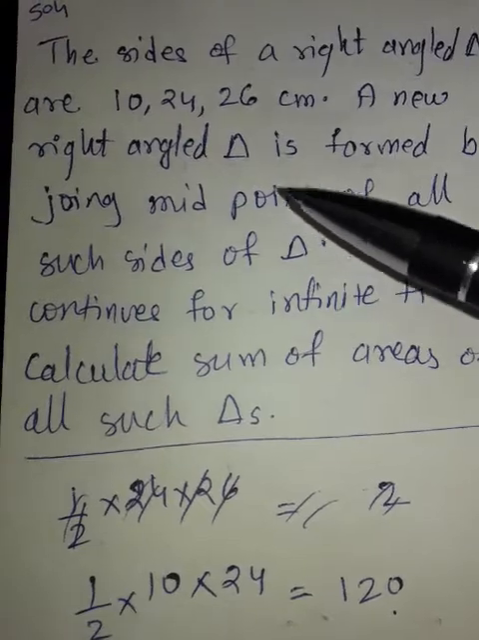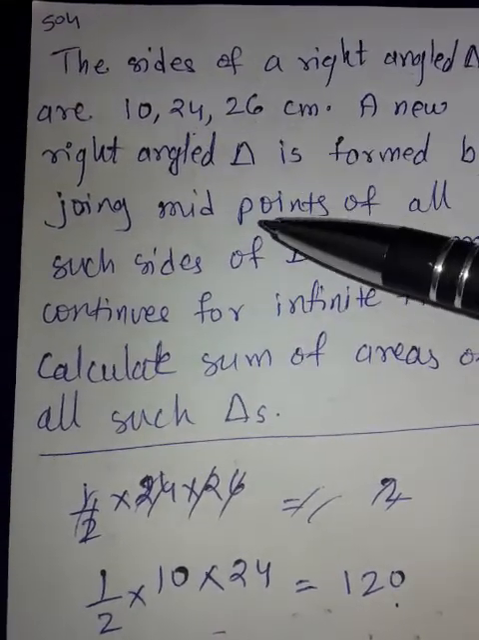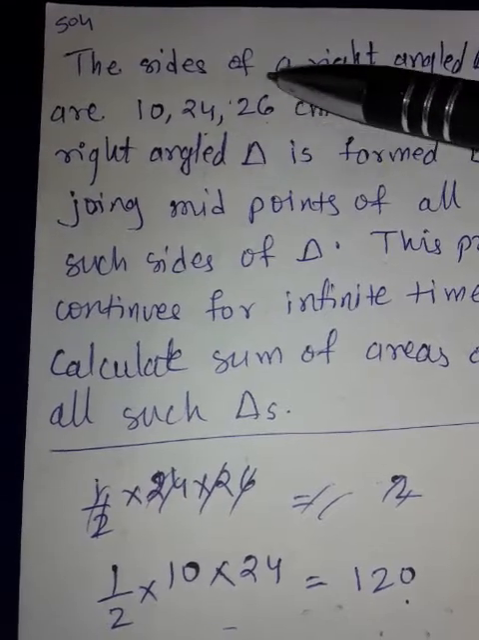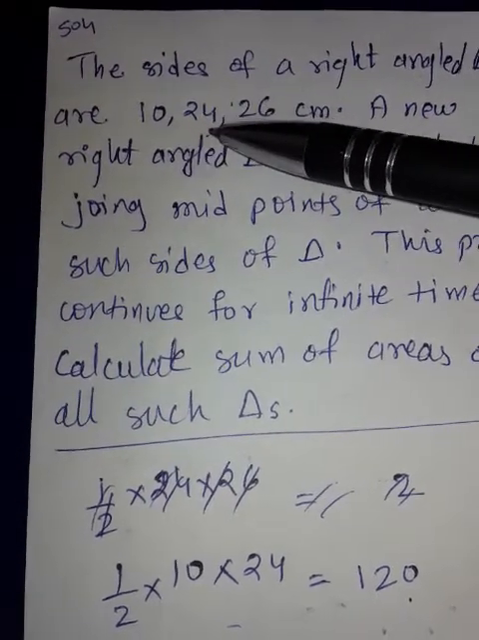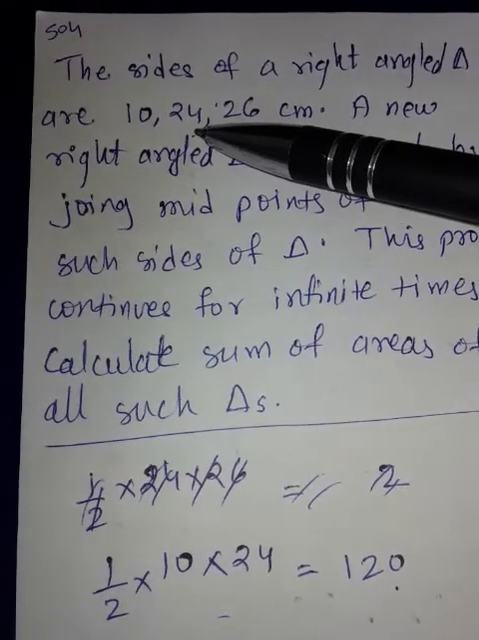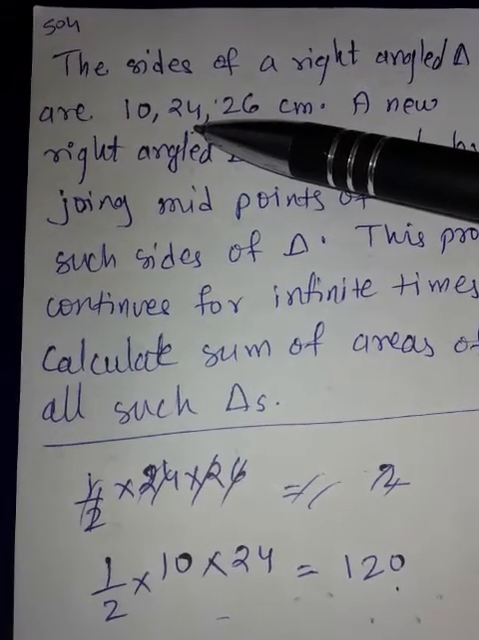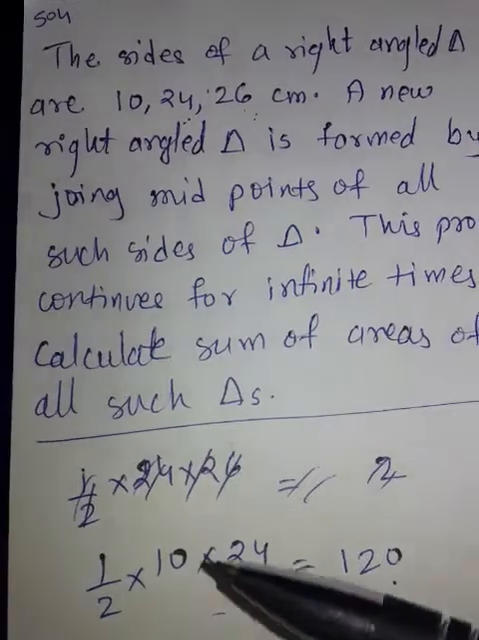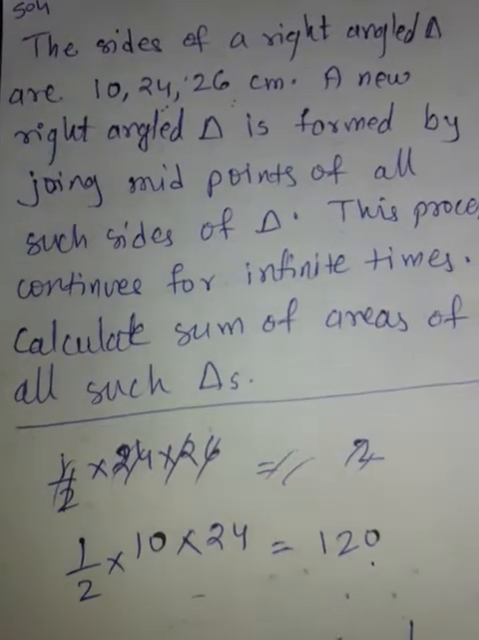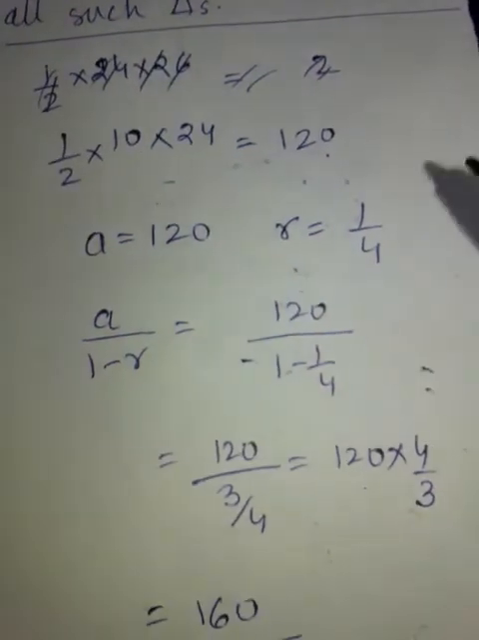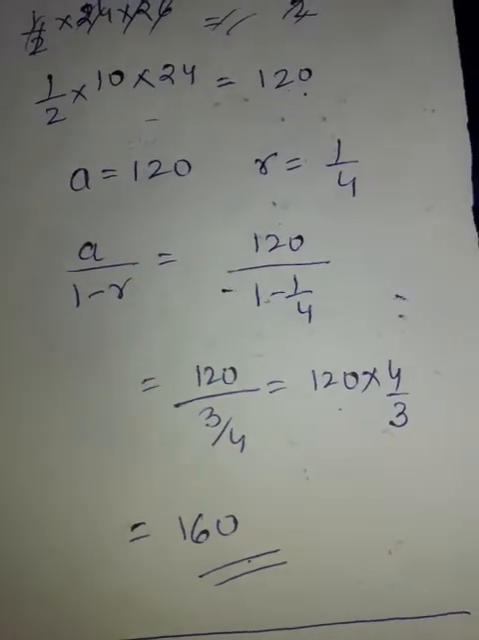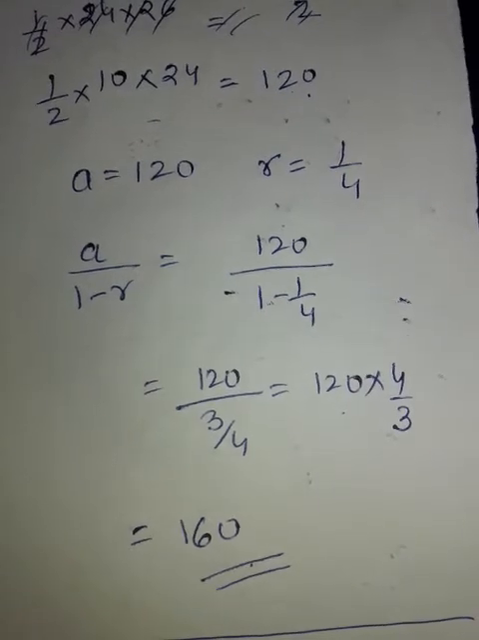So let's do that. 10, 24 and 26 are the sides. The biggest side is always the hypotenuse, so 26 is the hypotenuse. 10 and 24 will be the perpendicular sides. The area of a right angle triangle is the product of perpendicular sides multiplied by half. So half into 10 into 24, that's how you get 120. Just multiply 120 by 4 upon 3 and your answer is 160. Your answer is ready in 2 lines.